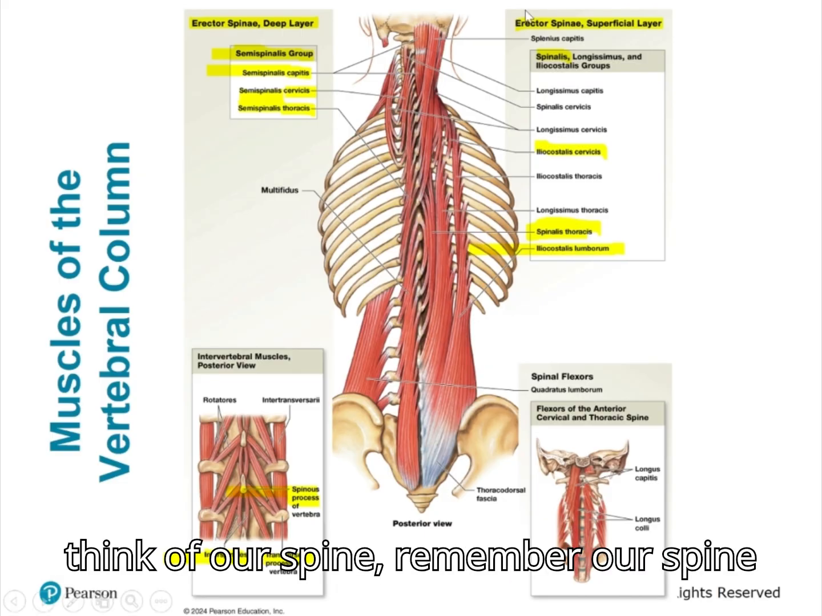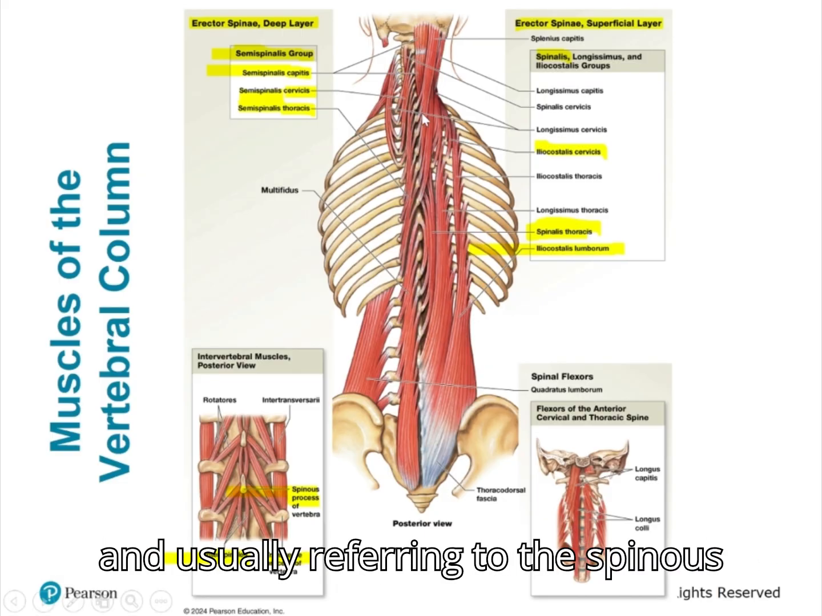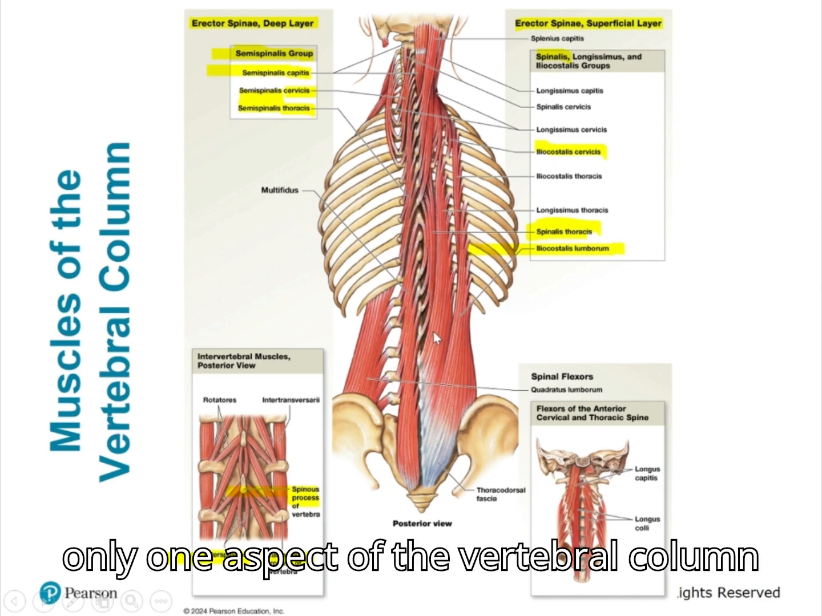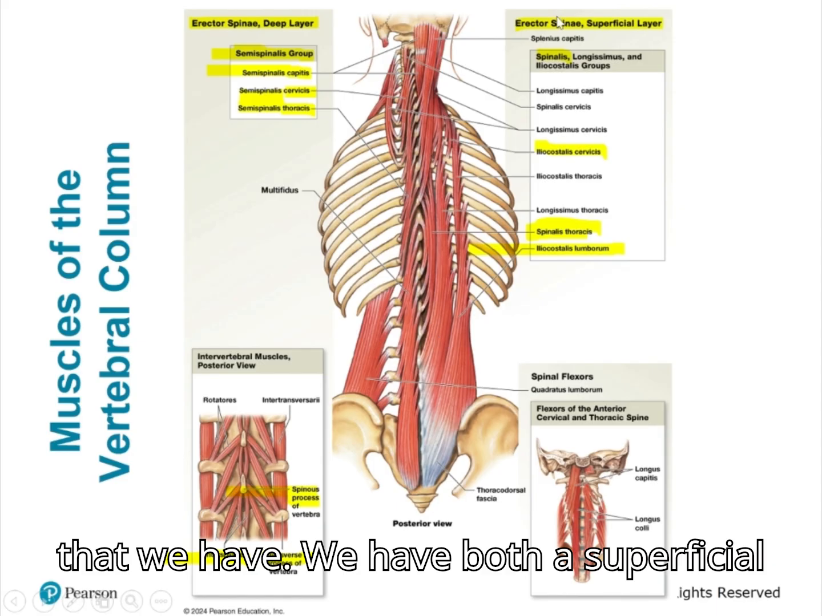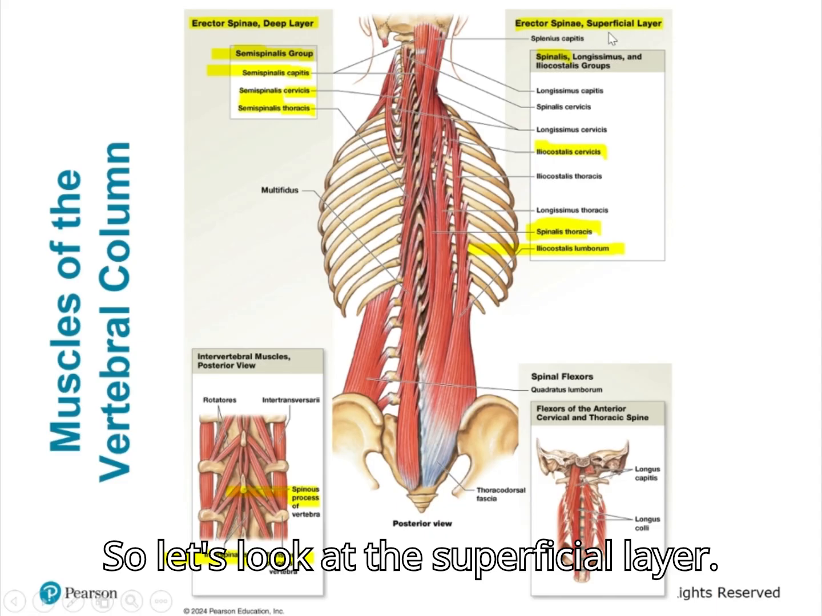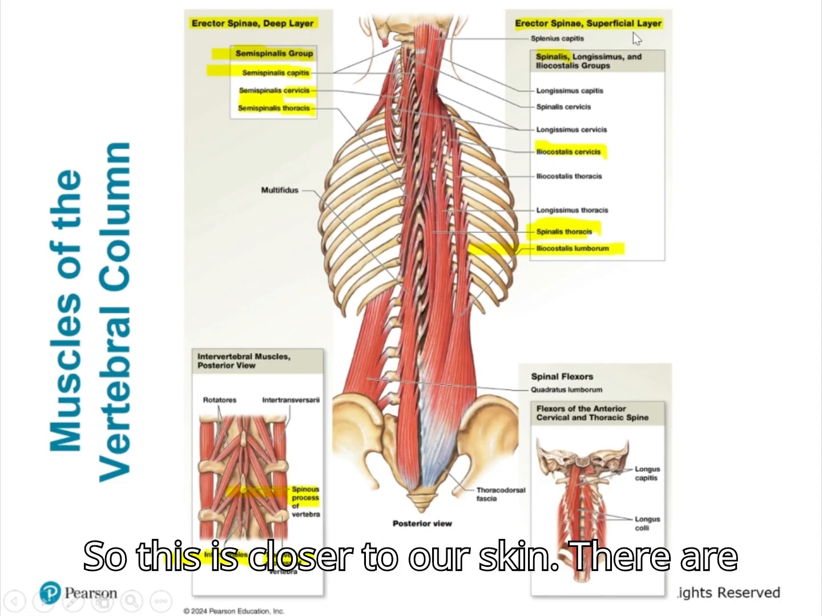When we think of our spine, remember that people usually are referring to the spinous process that's coming through, which is only one aspect of the vertebral column that we have. We have both a superficial and a deep layer of the erector spinae. So let's look at the superficial layer. This is closer to our skin.